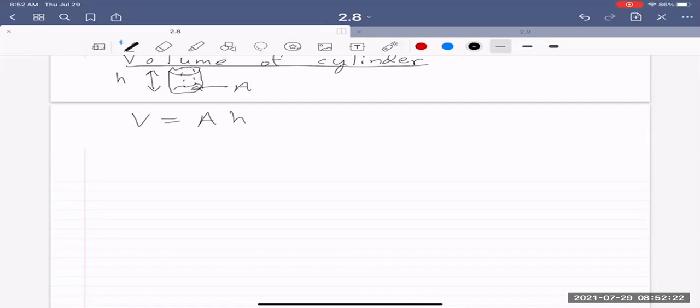Well, the base in this case is a trapezoid. So what the heck is the area of a trapezoid? So let's try to remember the area of a trapezoid.